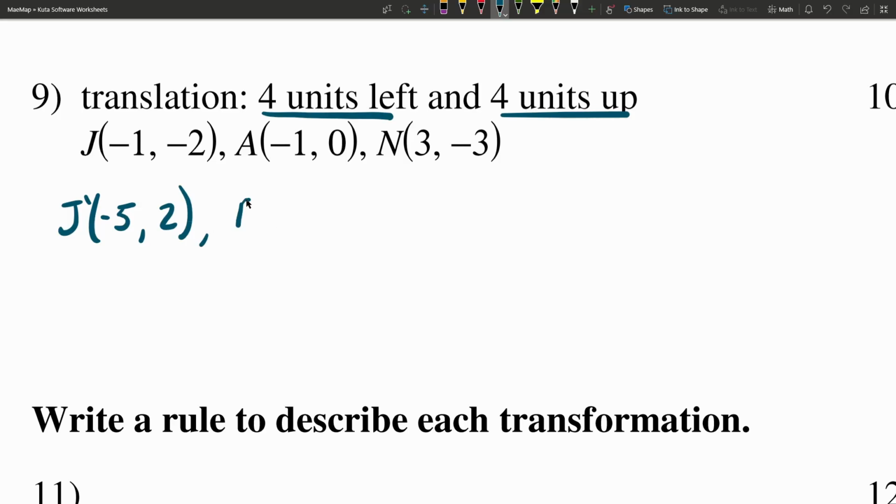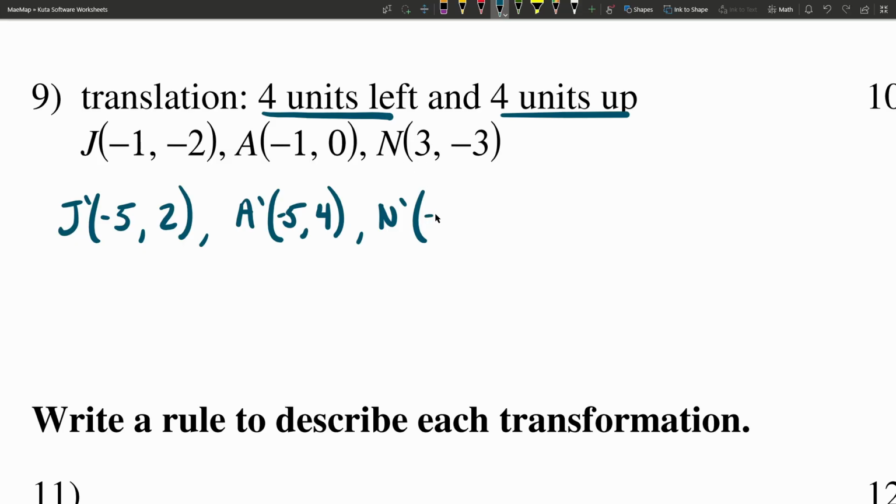Now let's figure out A prime. A prime, moving 4 units left, that's -1 minus 4, which gives us a -5. And moving 4 units up, 0 plus 4 is going to give us a +4. And then lastly, for N prime, remember 4 units to the left, so we're subtracting from our x coordinate value of N.